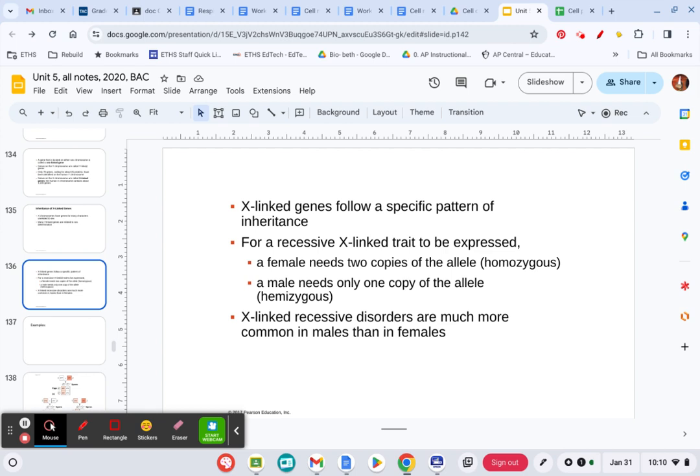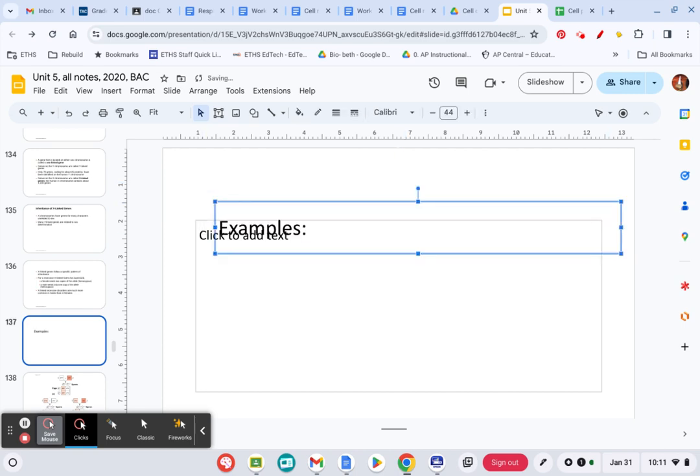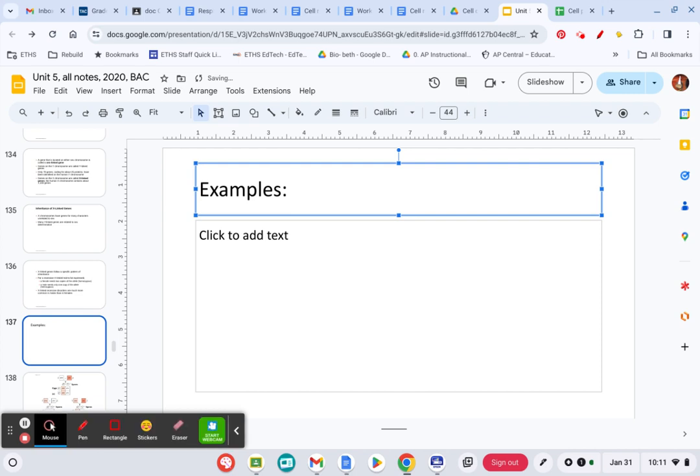X-linked disorders are much more common in males than in females because most of these disorders are X-linked, so it's easier for guys to get them. Let's take the trait of male pattern baldness. Ugh. All the guys are like, no bueno. But you can rock the baldness.